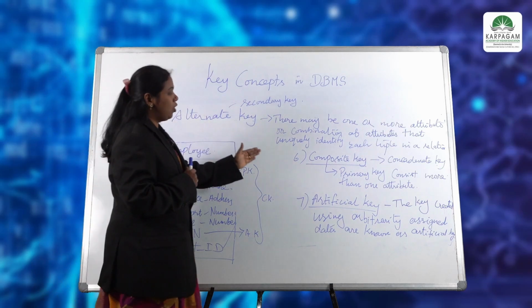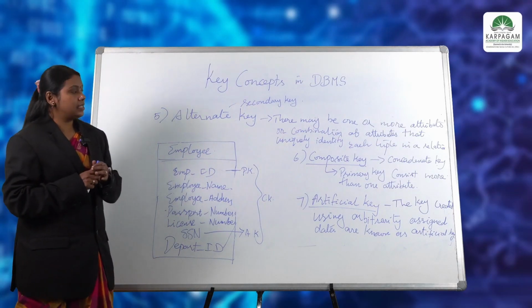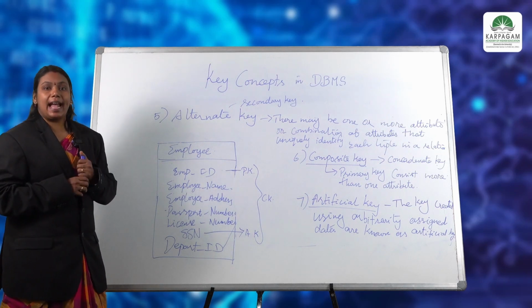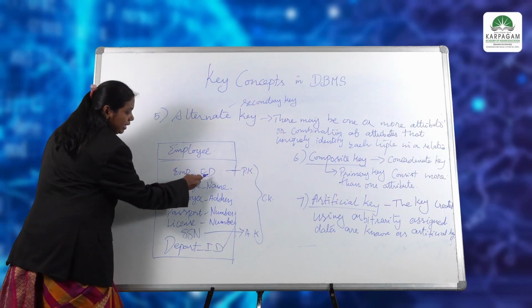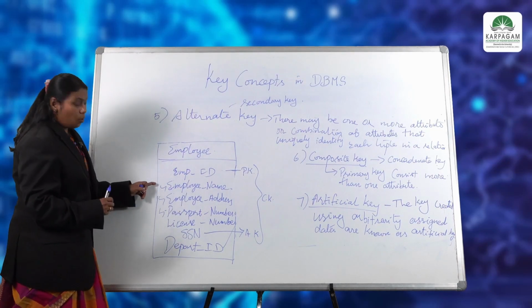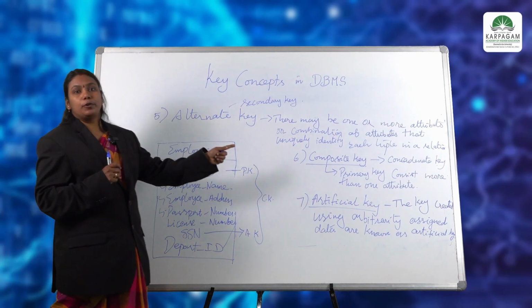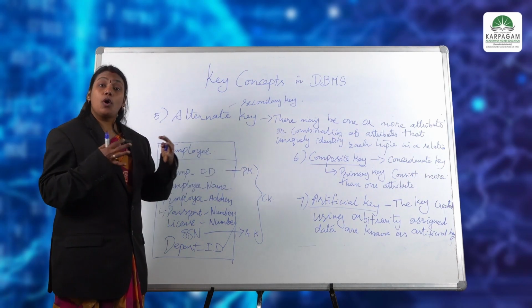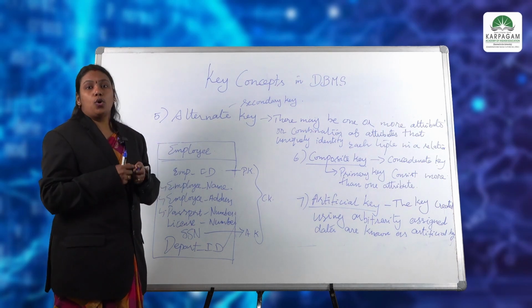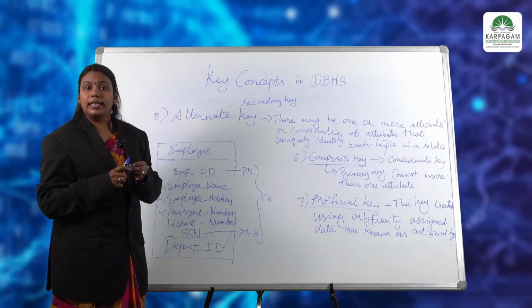Next, we will move to the concept of composite key. The composite key is also called a candidate key. The candidate key or primary key consists of more than one attribute. The primary key consists of employee name, employee address, and passport number. So more than one attribute in a table is a composite key. The composite key is a combination of other columns and fields, so it is also called a concatenated key.